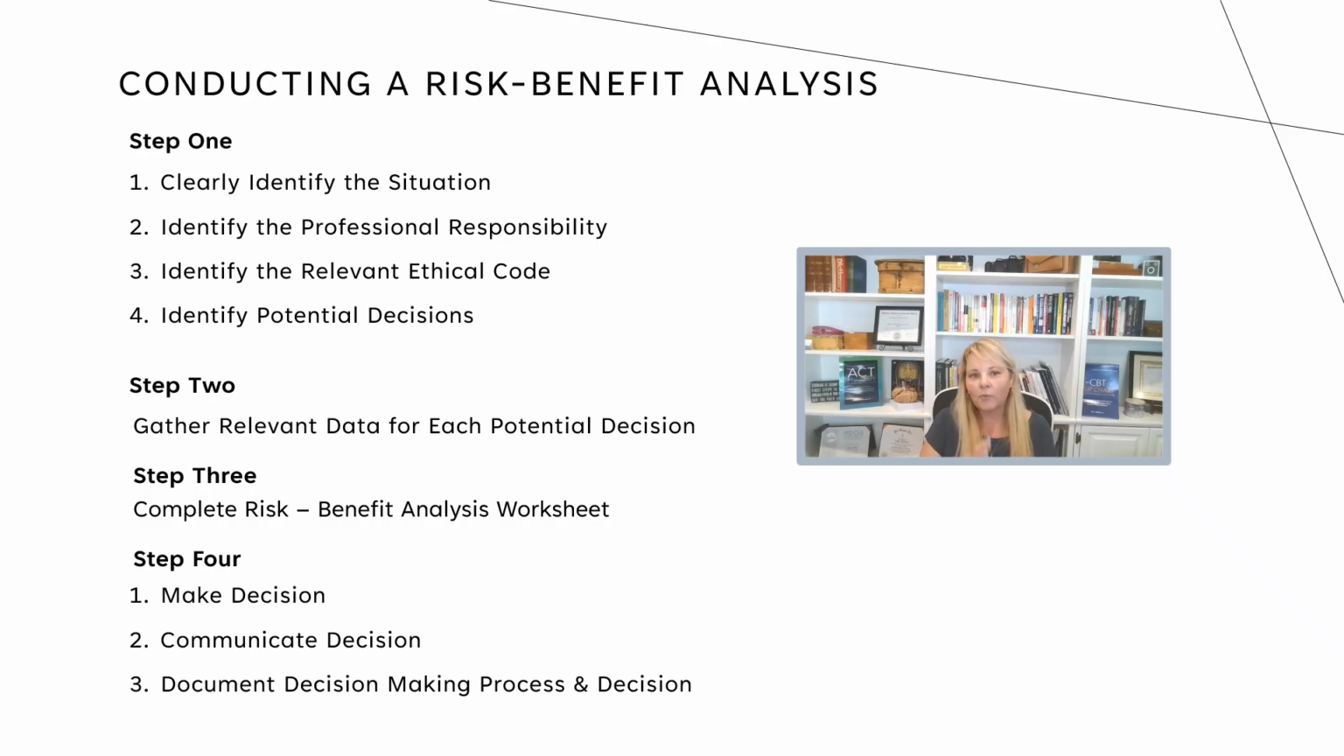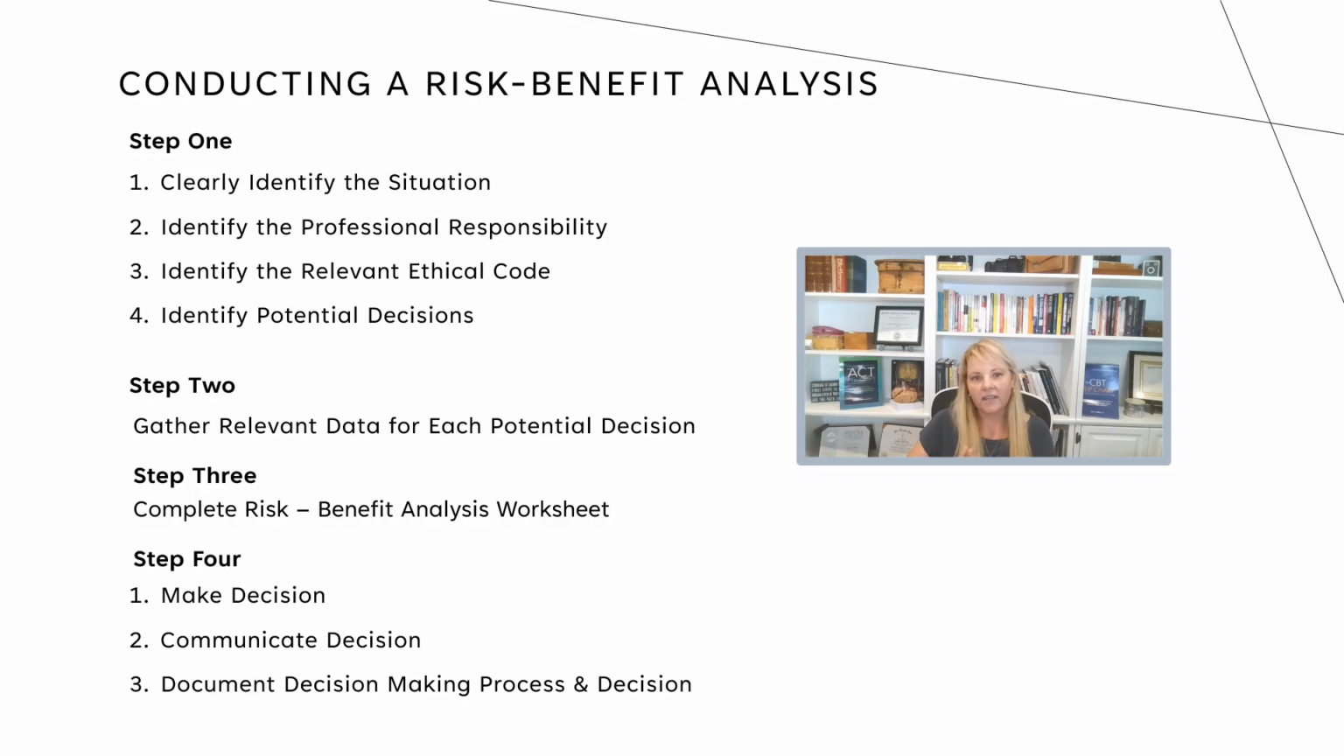And in step 1, you're clearly identifying the situation. You're clearly writing out what is the decision you need to make, what is the conflict or issue that you're facing. So you really want to be clear about the situation. And then you're going to identify your professional responsibility. And this is where we use the test content outline to guide us in those professional skills that we should have, in those elements of professional knowledge that we should have. So what's your professional responsibility in the situation?